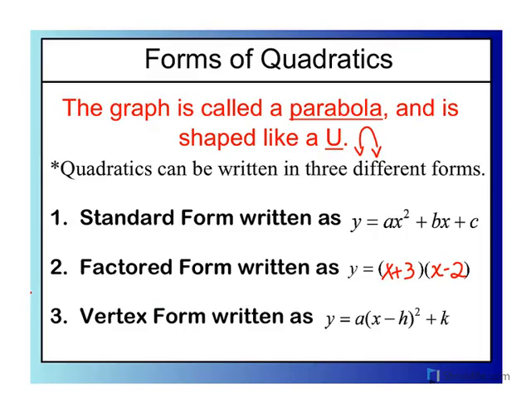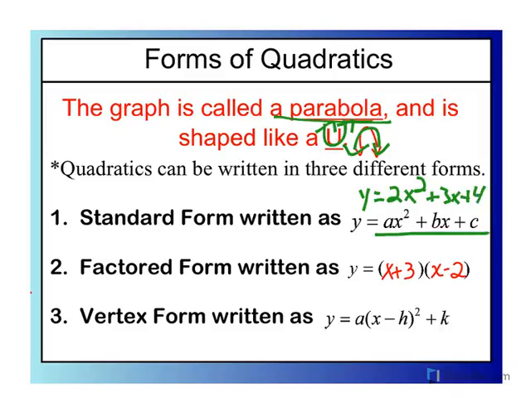So here's the little bit of notes that we're actually going to write down before we begin practicing. The graph for a quadratic function is called a parabola, and it is shaped like a U. A parabola can be upward-facing or downward-facing. The quadratics can be written in 3 different forms. You can see it in standard form, like ax squared plus bx plus c. So for example, y equals 2x squared plus 3x plus 4. That is one form we can find it in.